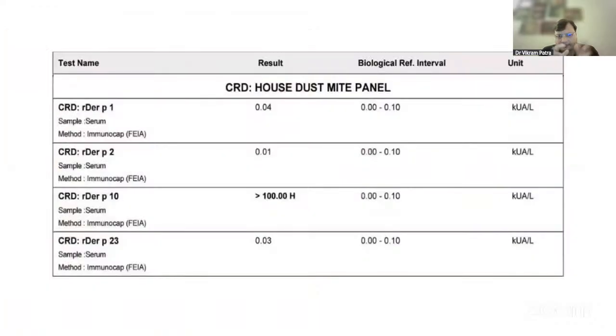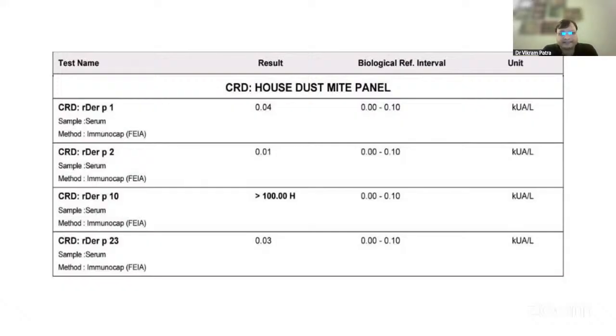Now, when I did component resolved diagnosis, see what is coming. DERP1, DERP2 are coming as negative. DERP10 is more than 100. DERP23 is 0.03, which is negative. So what it tells is that the positivity on skin prick test and serum specific IgE was all because of this DERP10 component. And we know this DERP10 component is a cross-reactive protein. That's why cockroach is also positive.